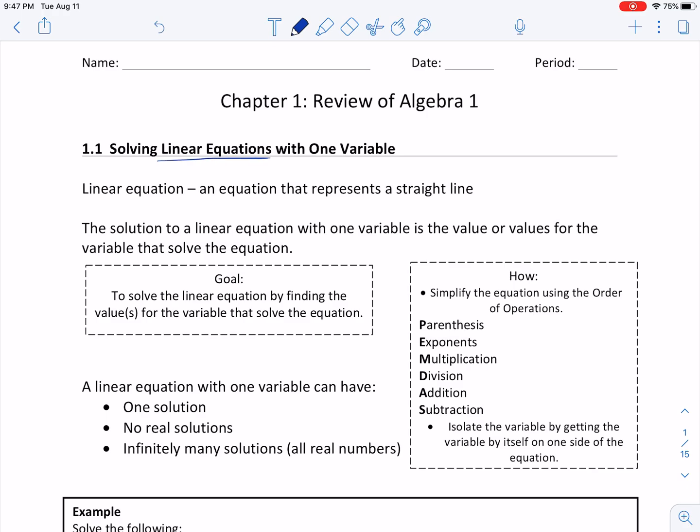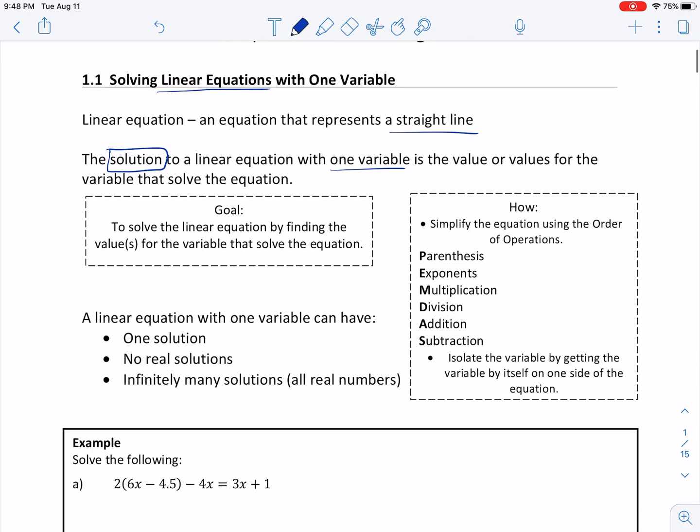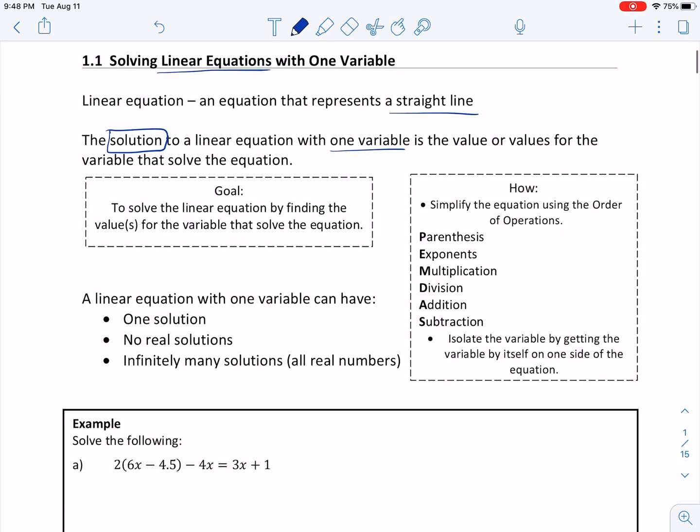So a quick review, a linear equation is an equation that represents a straight line. And the solution to a linear equation with one variable, remember a variable is just a letter representing something unknown, is the value or values for that variable that solve the equation. Okay, and there are some steps that we're going to use to solve these linear equations.